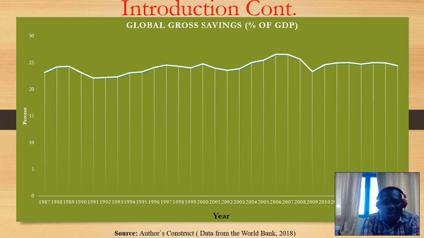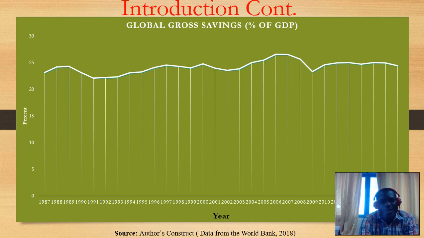Global savings as a percentage of GDP from 1987 to 2016 also shows some kind of undulating trend, to the extent that in 1987, the global gross savings as a percentage of GDP increased up to 1989 and thereafter fell up to 1991, and began some upward trajectory and showed some undulating trend, inched up highly in 2006 and thereafter began falling to 2009 and maintained some stability thereafter up to 2016.